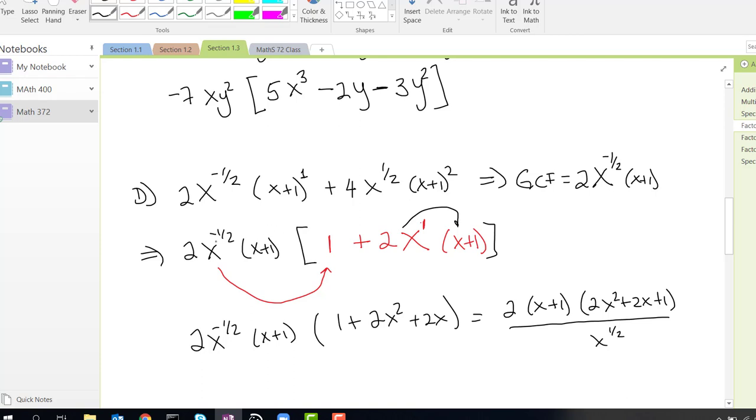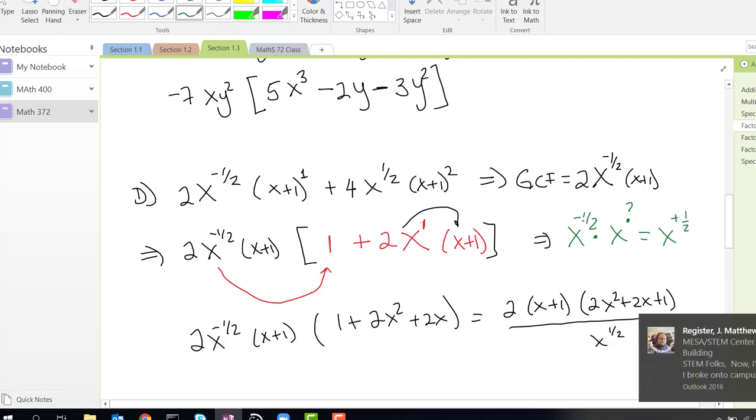So if you're unsure on this part, what we did here is essentially I want to know if I have x to the negative 1 half, what exponent do I need to multiply by so that I get x to the positive 1 half. So that's what I was saying, what do you have to add to negative 1 half to get a positive 1 half.